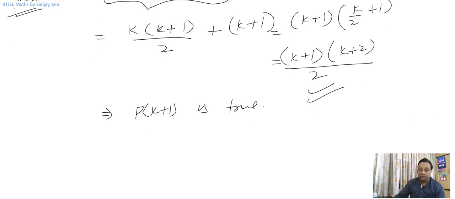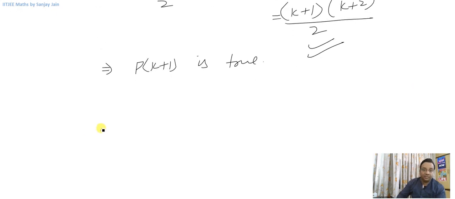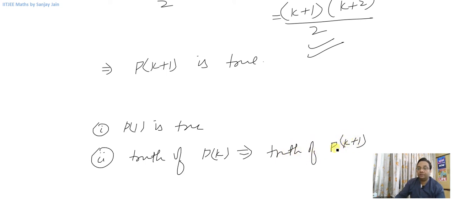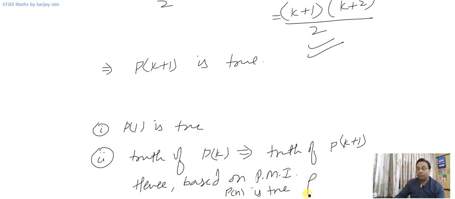Now I have shown you two things, basically. First, that P of 1 is true. Second, that truth of P of k implies truth of P of k plus 1. Hence, based on the principle of mathematical induction, P of n is true for all n belonging to natural numbers. This is the principle of mathematical induction.